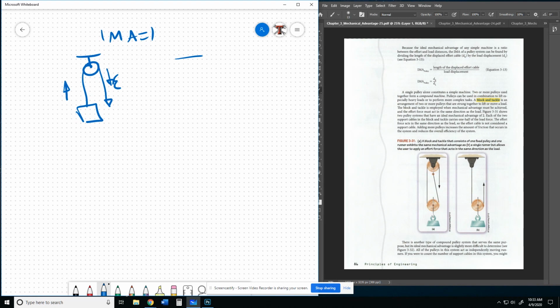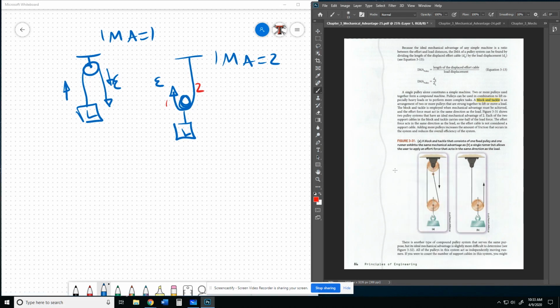We also said that if we have a free moving pulley, here's a pulley, and there's our load, and here's our effort, we have an IMA equal to 2, because we have 2 support cables. We have 1 support cable there, and we have 2 support cables there. So what if we combined the two? We took the fixed pulley and our movable pulley and made it into one.